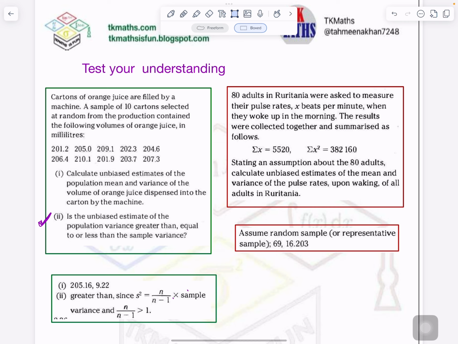So I hope your answers are matching with this and you have gotten the correct answer. If not, then you can write in the comments and I'll explain it to you.